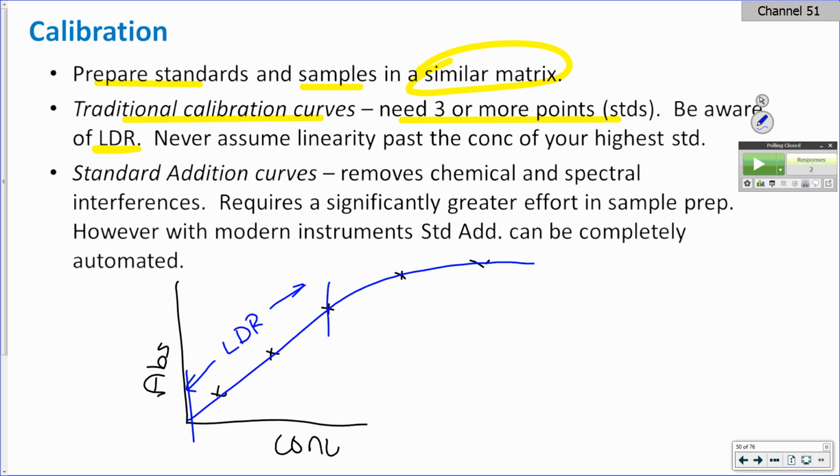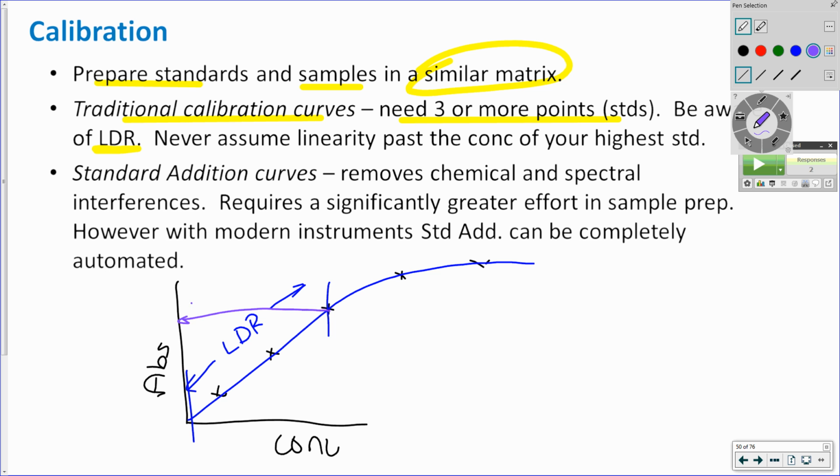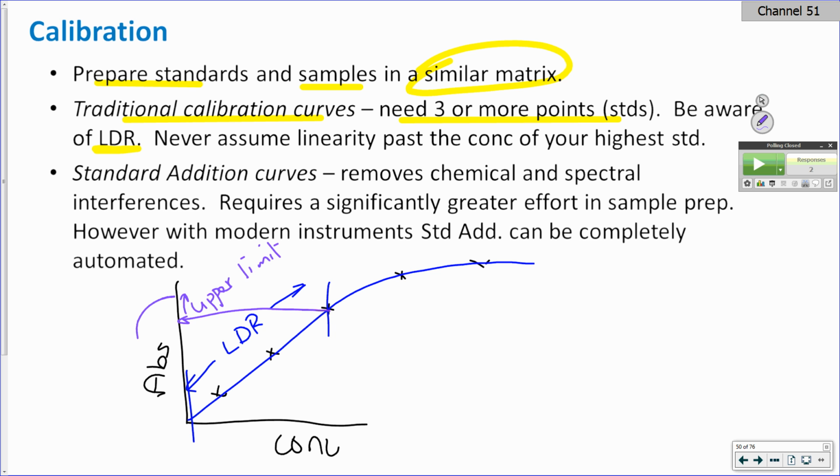So if our sample, when we measure it, has an absorbance higher than that, so if this is my upper limit to the absorbance, and I analyze a sample that's anywhere above here, I have to dilute it to get it down into a useful range. I dilute it 1 to 5 and reanalyze it and see what I get. It's not a problem to do. You just have to be aware of it.